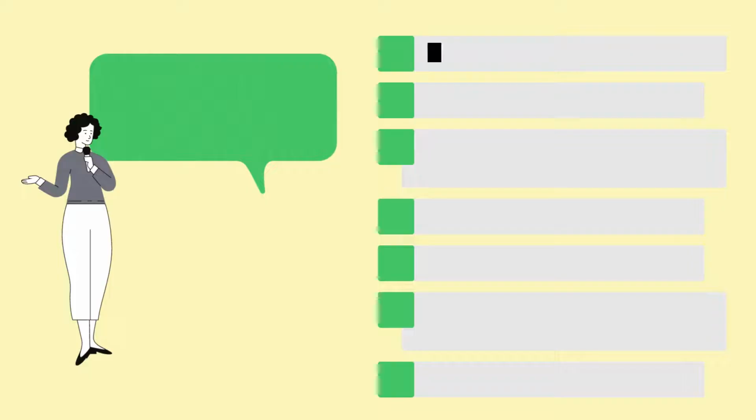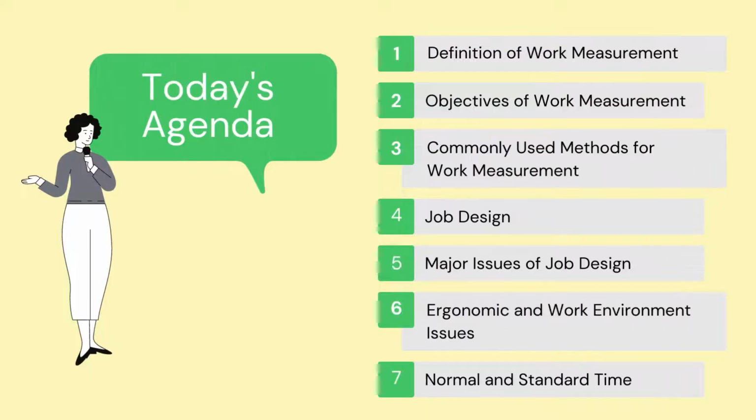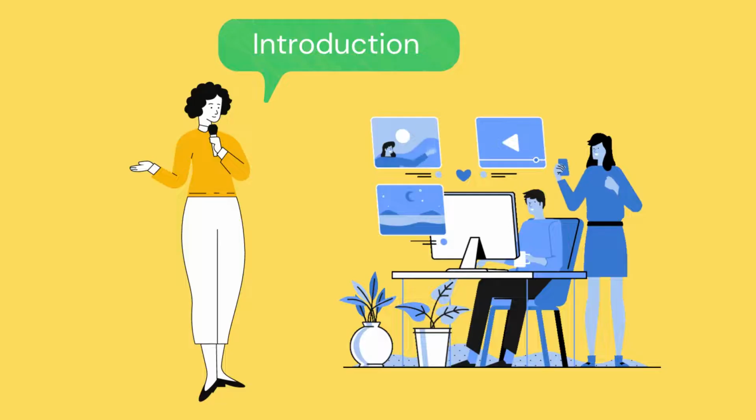For the topic outline, I will be discussing the following: the definition of work measurement, the objectives of work measurement, the commonly used methods for work measurement, job design, major issues of job design, ergonomic and work environment issues, and normal and standard time.